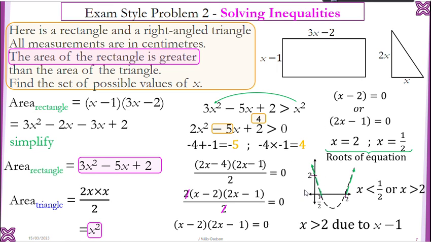Though it's an answer, it's not relevant to this question. So our answer is x is more than 2. The reason is because we have x minus 1 and we don't want a dimension to be 0. For example, x cannot be 1. That's the reason why we look for x more than 2.